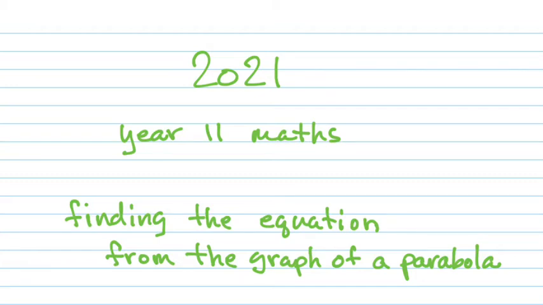Which is a nice, easy spot to use if you can find it, because x at that point is always 0. And anytime you can use a value of 0 when you're doing some math, we like it because it makes things go away. So we're going to talk about finding the equation. And when you're finding the equation of a parabola from the graph, there are two methods.